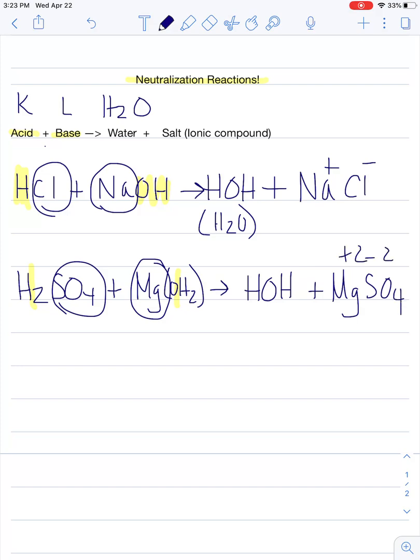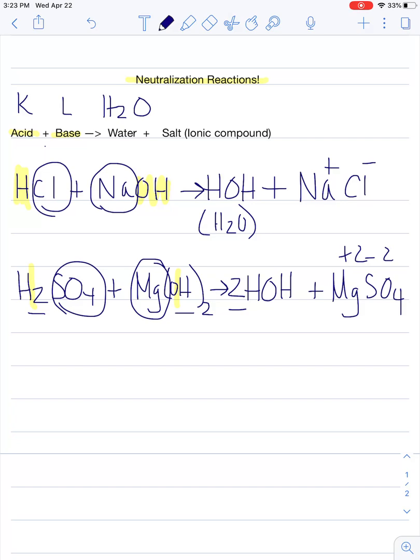Those are the charges. And now I'm going to balance it. I have two of these and two of these. Oh my goodness, I can't believe I wrote it like that. That is so bad. It should be like that, outside the parentheses. And you have a 2 there.